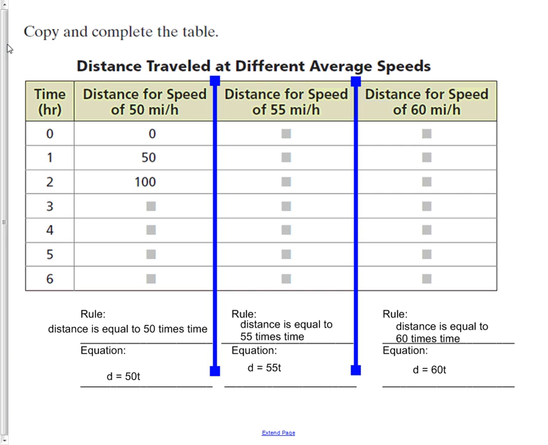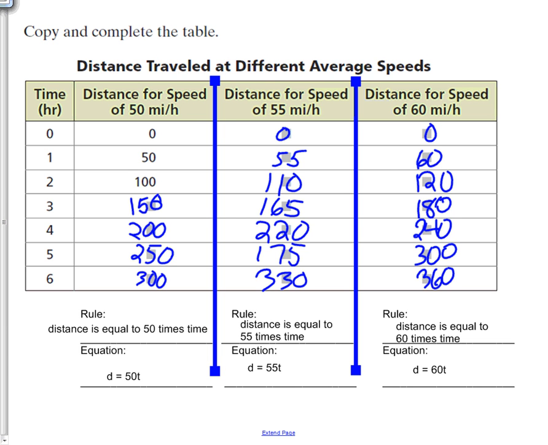All right, here's my data. So I multiplied 50 times 4, got 200. 50 times 5, got 250. 50 times 6, got 300. And I did the same with 55. 55 times 1, 55 times 2, 55 times 3, and I went all the way down. 60 times 1, 60 times 2, 60 times 3.